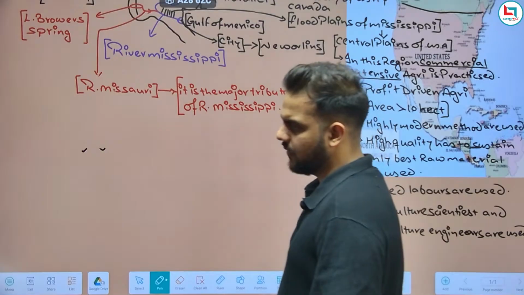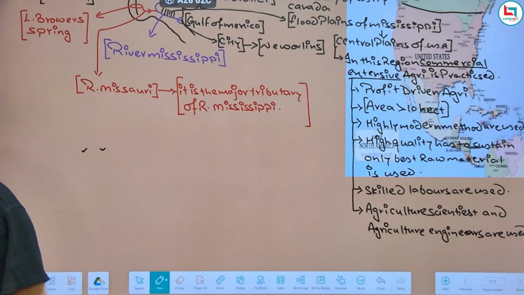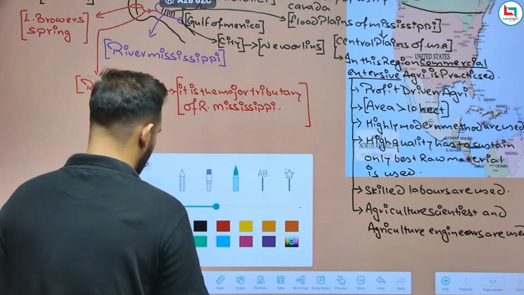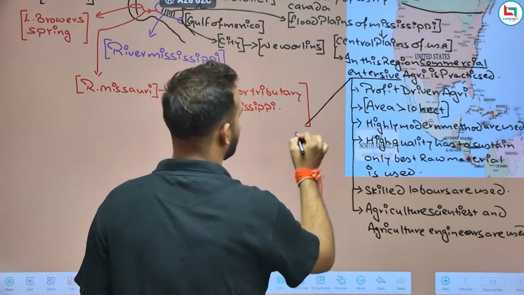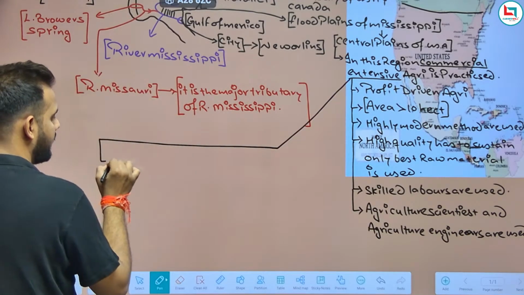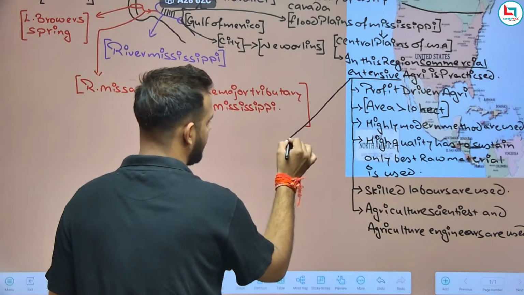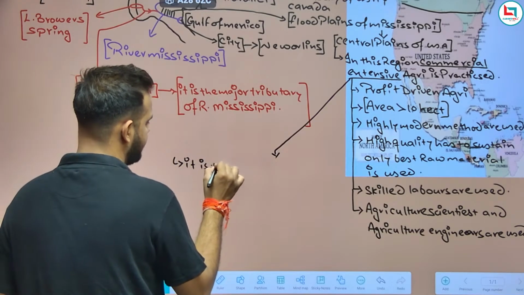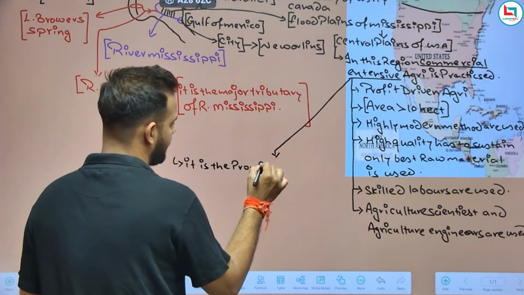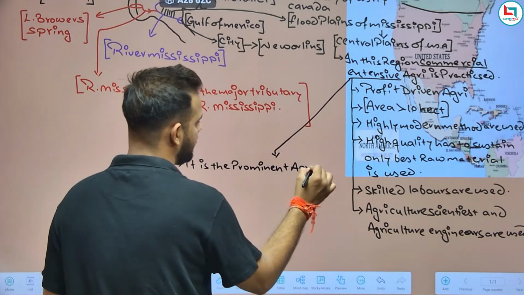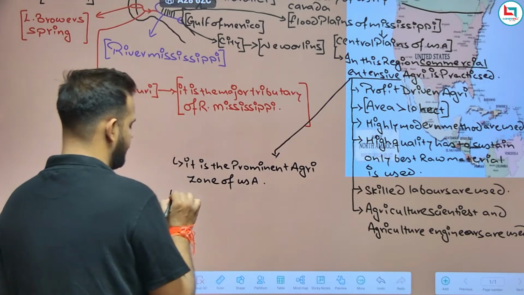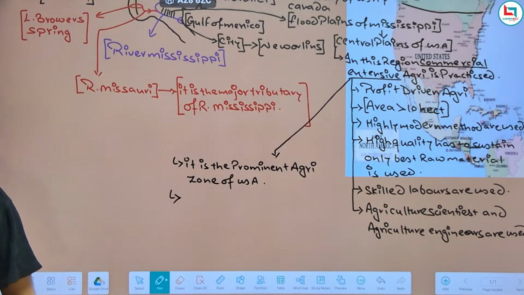After this particular thing, guys, when we talk about the Central Plains, it is the floodplain formed by River Mississippi, the prominent agriculture zone of USA. Remember this thing. It is the prominent agriculture zone of US. Next one. This particular area is being formed by River Mississippi.